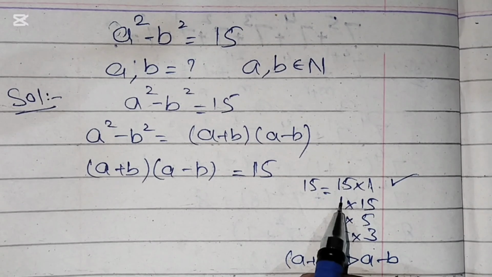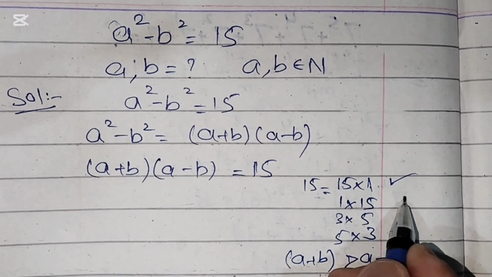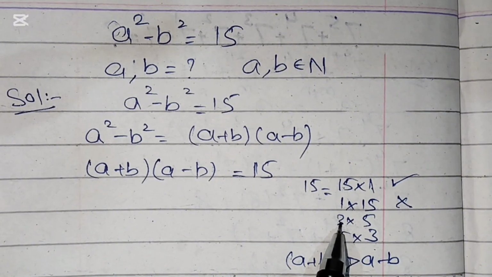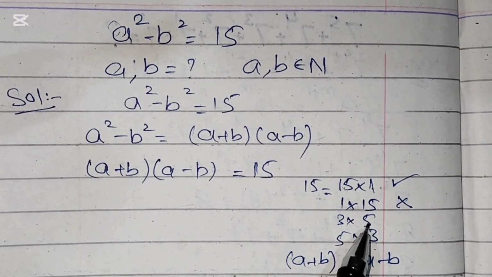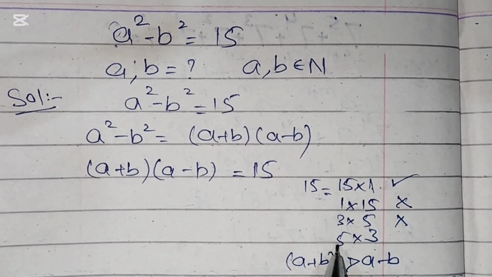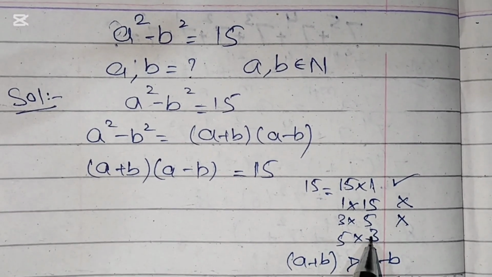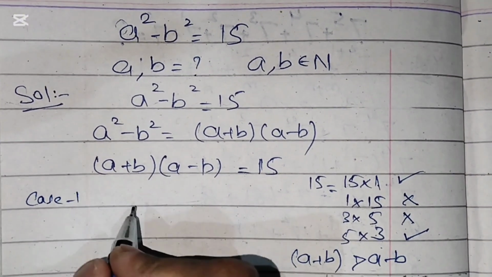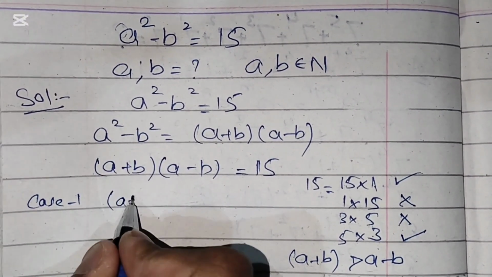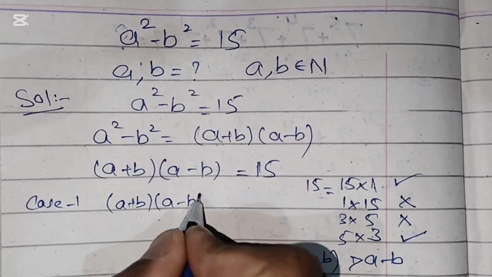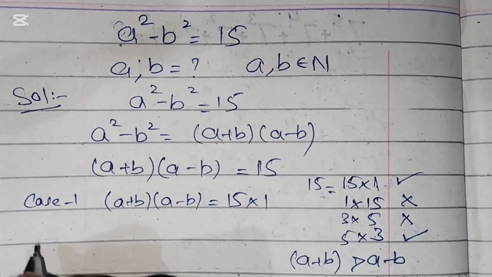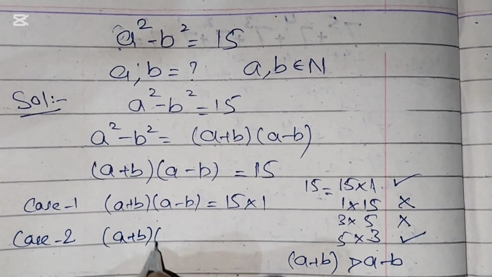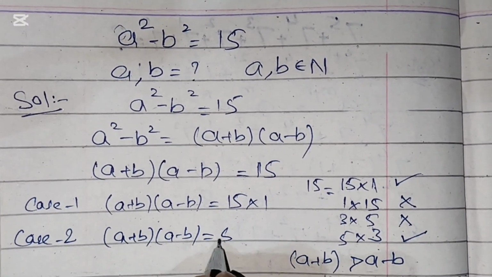Here a plus b is 1 and a minus b is 15. We do not consider this case. In this case a plus b is 3, which is less than a minus b, 5, so we will not consider this. Here a plus b is 5 and a minus b is 3, so we will take two cases. Case 1: (a plus b)(a minus b) equals 15 times 1, and case 2: (a plus b)(a minus b) equals 5 times 3.